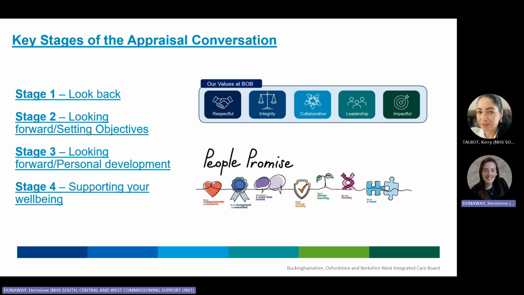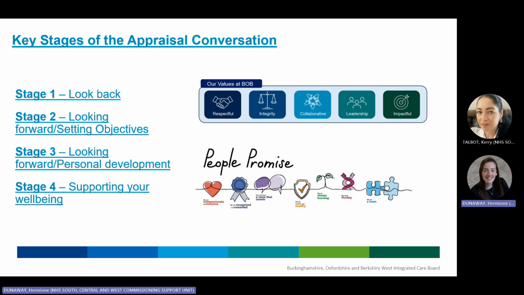The second stage, looking forward and setting objectives, is about setting clear and achievable goals for that upcoming appraisal period or year. This should be supported by the third stage, which is looking forward and development needs, focusing on the employee's development needs and supporting them to create a plan to address those needs in their role.